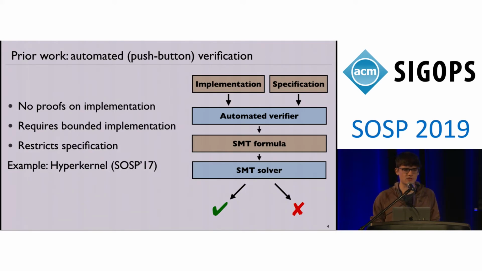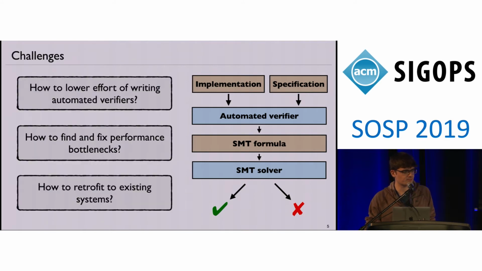However, it places some restrictions on the types of implementations and specifications you can verify. Specifically, it requires that the implementation be free of unbounded loops, and it restricts the specifications you can write to those expressible to an SMT solver. An example of this is our prior work on the Hyperkernel. Now, this approach still has several open challenges.